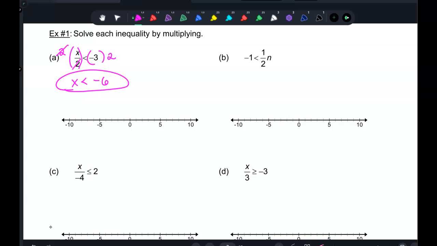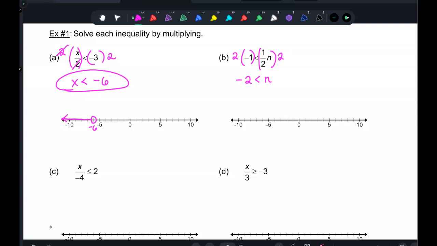On our number line, let's locate -6. That's right here. Do we shade to the left or the right? The left, the way it's pointing. You can use your arm. Now, how do I isolate n on the next one? I'm going to get rid of the 1/2. What would we do? Times 2. Good. Then it cancels out, so you bring down the n, and then less than -2.